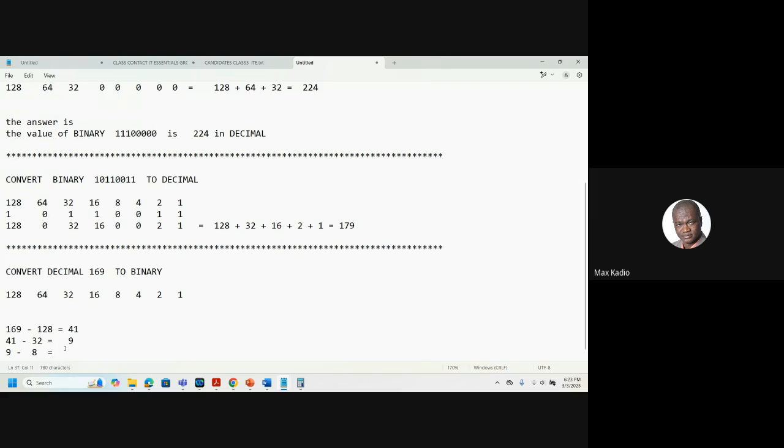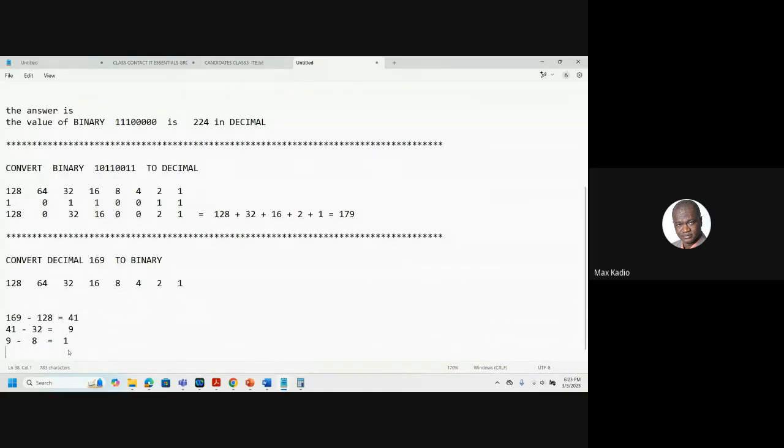So here, we put 1. Now we do 1. 1 is bigger than what? Because it's not bigger than anything, we take 1 minus 1.